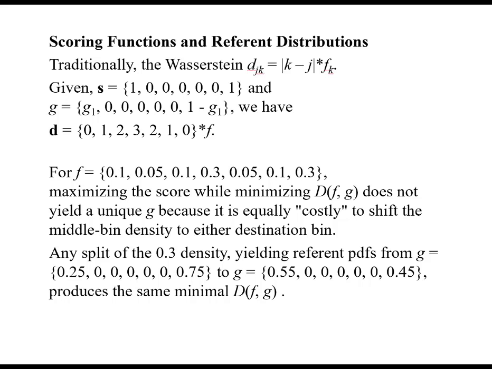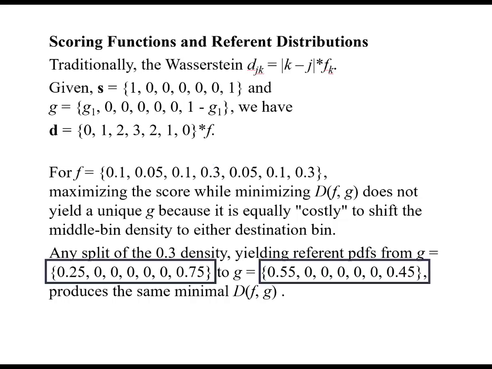Okay, so for our example F, if we want to maximize the score while minimizing DFG using the Wasserstein metric, it doesn't yield a unique G because it's equally costly to shift that middle density, 0.3, 3 bins up or 3 bins down. Any split of it will do just as well. And so we get a referent G that ranges all the way from 0.25 down at the bottom to 0.55 down at the bottom.